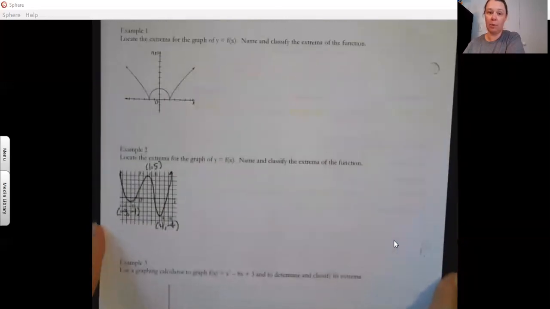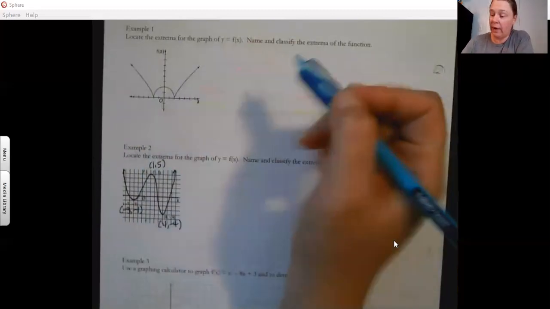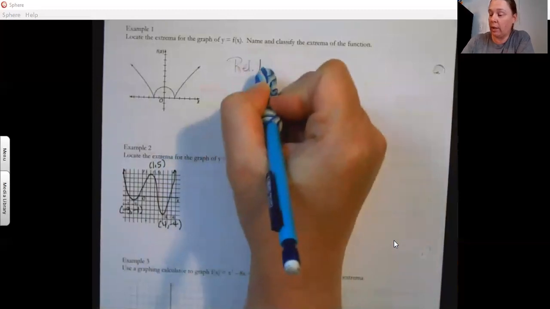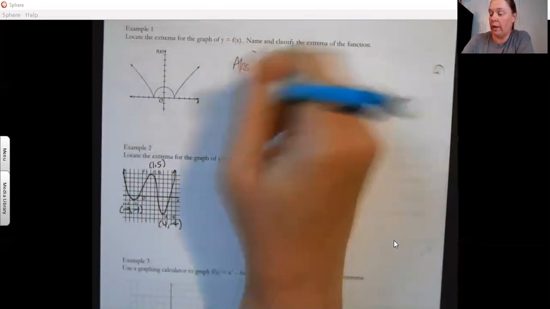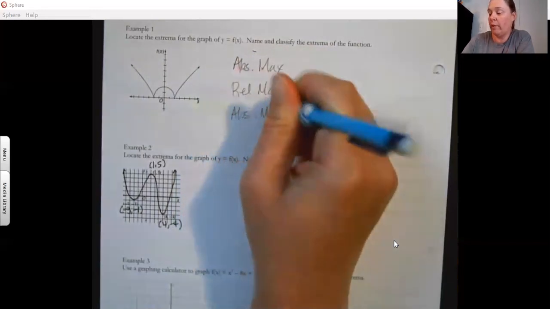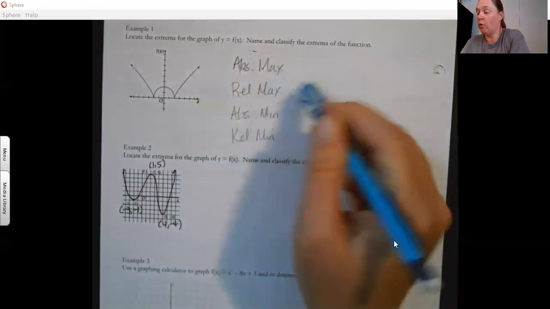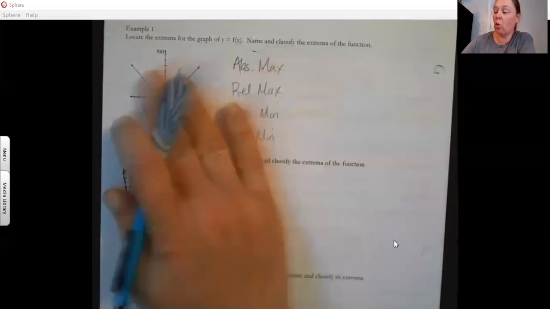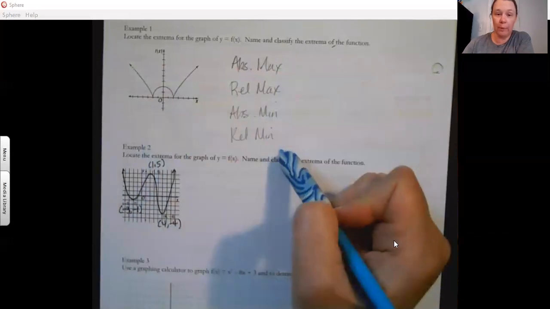So if you take a look at example 1, it says locate the extrema and then classify the extrema. When it's asking you to locate and classify, it's like, okay, do you have a relative? Let's start actually with absolute. And I'm just going to abbreviate this a little bit. Do you have an absolute max? Do you have any relative maximums? Do you have an absolute minimum? Do you have a relative minimum? It might be that you have all of them. In some cases, you maybe have 2 of one thing and none of the other thing. It's totally going to depend on the graph itself. So take a look at this graph and then see what you come up with.